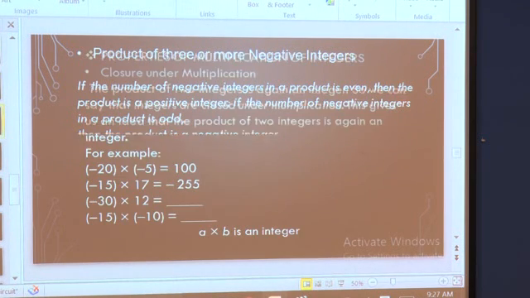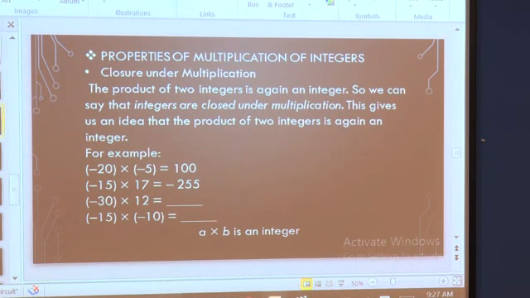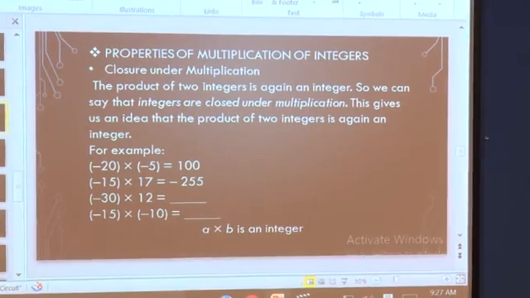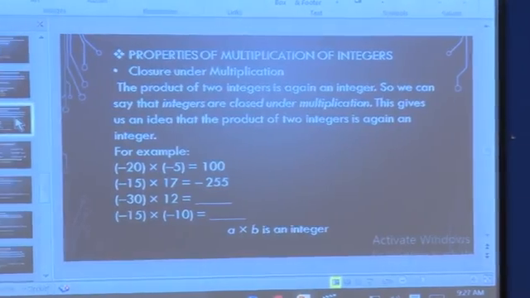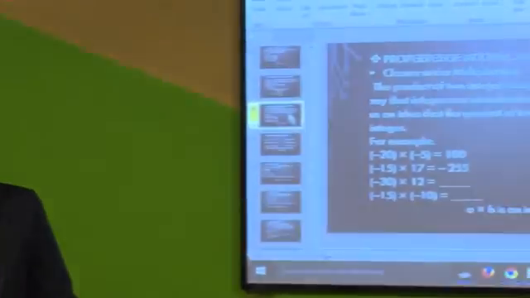Next, properties of multiplication of integers. We have already learned the properties of addition and subtraction of integers. Here we will learn today the properties of multiplication of integers. Do you remember all the properties of addition and subtraction? Yes, we will see here the multiplication properties of integers.